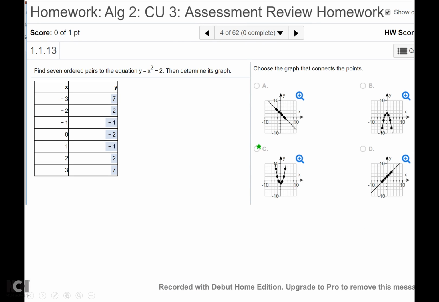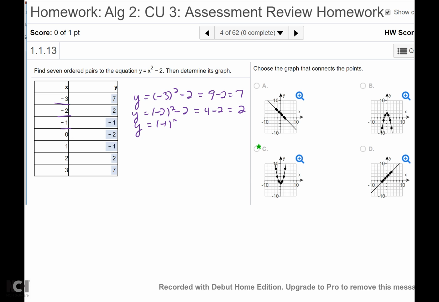Find 7 ordered pairs to this equation, then determine its graph. And again, they've already got the answers here, but how they got them was they plugged in each of these x's and solved for y. So to get 7, they said y equals negative 3 squared minus 2. Negative 3 squared is positive 9, minus 2 is 7. To get the next one, y equals negative 2 squared minus 2. That's 4 minus 2, which is 2.